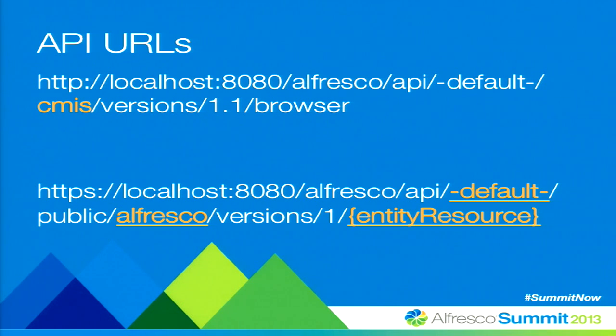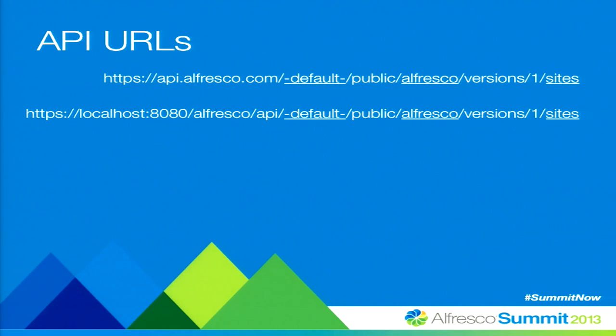So if we look at what some of these URLs look like, in the first instance we can see highlighted that we've got CMIS in the API. The second one we're calling the public Alfresco API endpoint that we can see versioned there. And just another example of how it looks in cloud versus on-prem. And there we've got a network ID. We're using the special default one in this case. We've got the namespace, which in this case is Alfresco, and the entity that we're dealing with. So here we're dealing with sites.